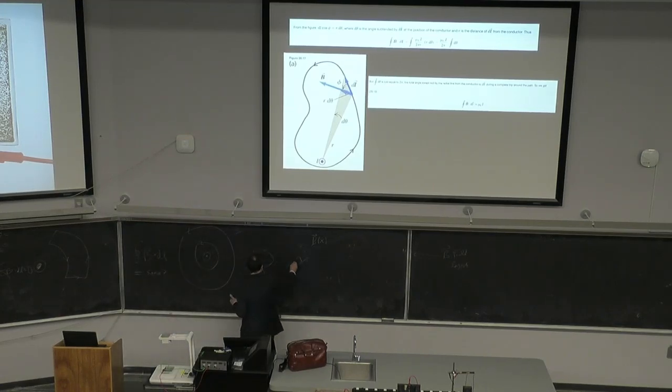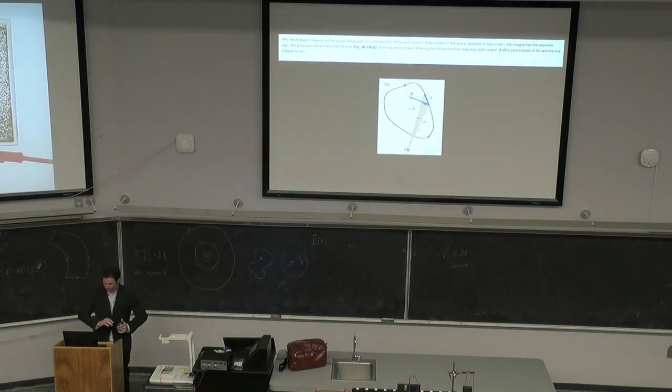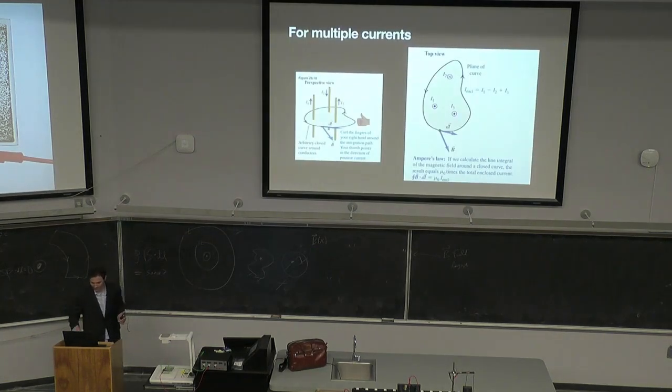This B dot DL is the same as this one. So that's very interesting. And then if we miss it, what's this one going to be? It's going to be zero. Okay, now we have our multiple currents.